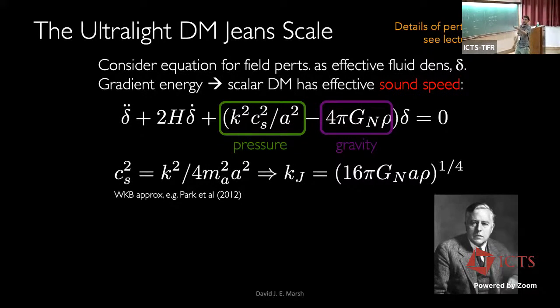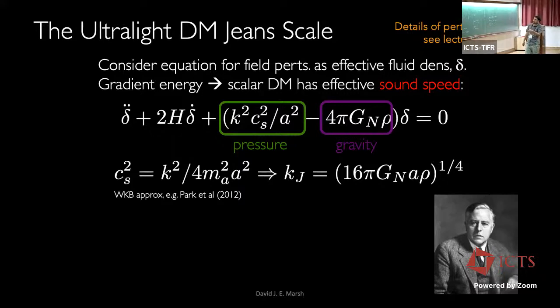This is a damped harmonic oscillator with a scale-dependent mass. But if the term on the left-hand side of the brackets is larger than the right-hand side, this would have an oscillating solution. The scale at which these two terms are equal is called the Jeans scale, after this man, Jeans. So c squared equals k squared over 4m squared a squared.